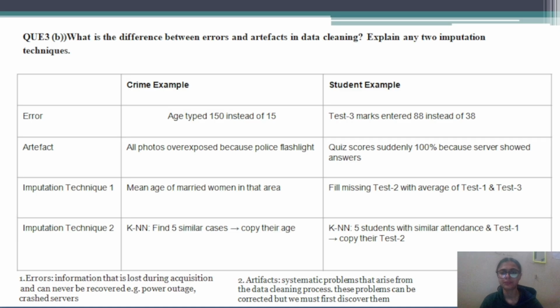Student example: if the test 2 marks are missing for a student, we can fill it using the average of test 1 and test 3 marks. This method is simple and fast, but it reduces the data variation slightly.